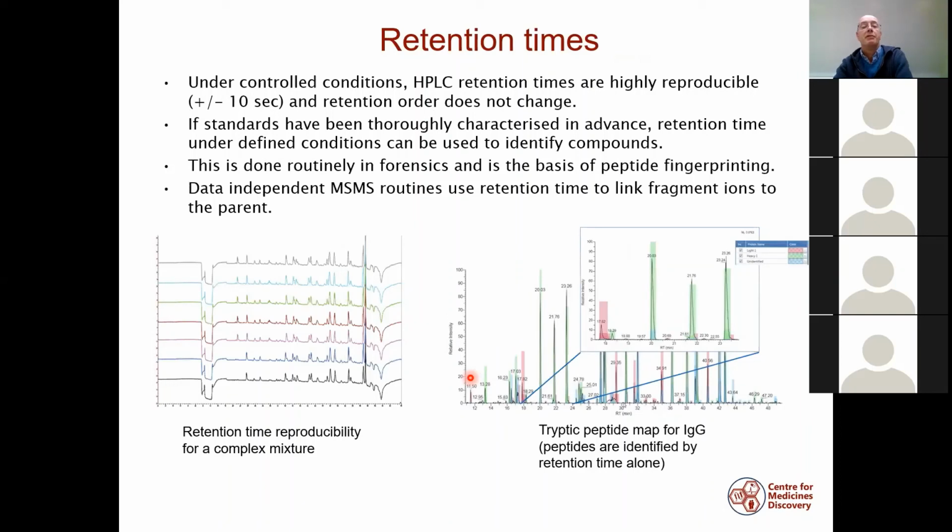So I mentioned retention time. Under controlled conditions, HPLC retention times are highly reproducible, and the retention order of your compounds does not change. If you have standards that have been characterized well in advance, you can use retention time under defined conditions to absolutely identify compounds. There is lots of forensic work where compound identification is based entirely on retention time.